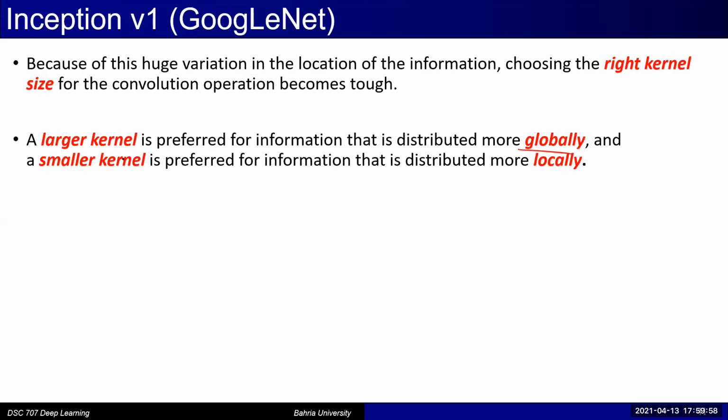And on the other hand, if your filter or kernel is small with respect to the object, then mostly you are capturing some local information, different features of the face, for example. So now the question is, since there is a huge variation of size, how do we choose the right kernel size? Kernel is actually just another name for filter, okay?